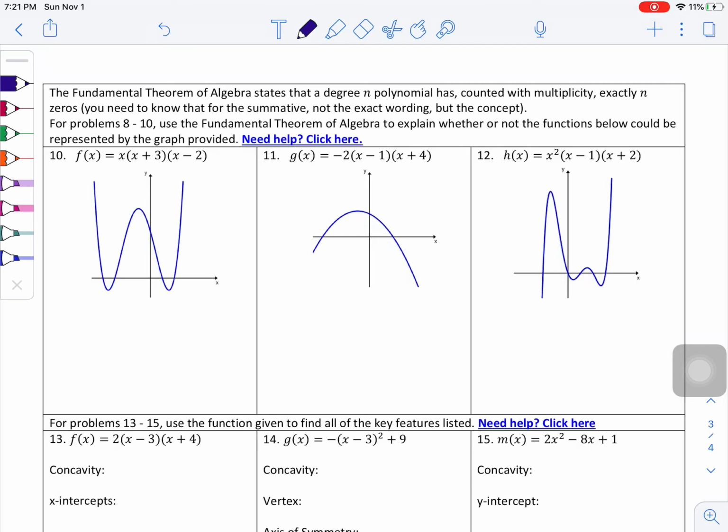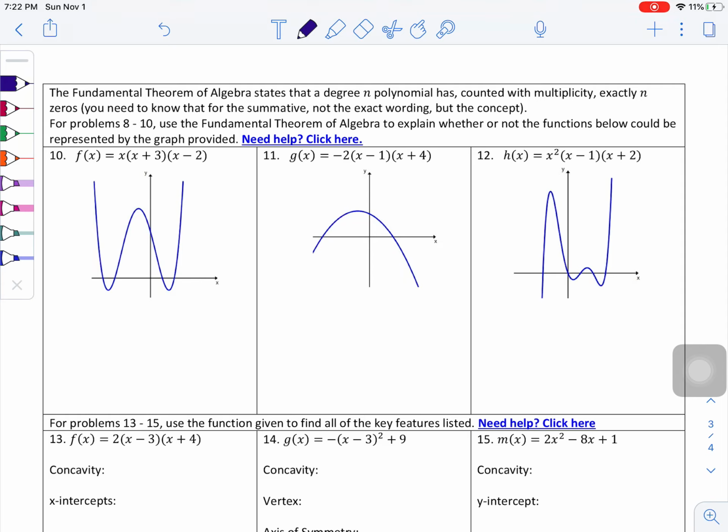So in this video, I'm going to go through page 3 of the study guide for Unit 2. The first few problems, 10, 11, and 12, ask about the fundamental theorem of algebra. And so the fundamental theorem of algebra states that a degree n polynomial has, counted with multiplicity, exactly n zeros.